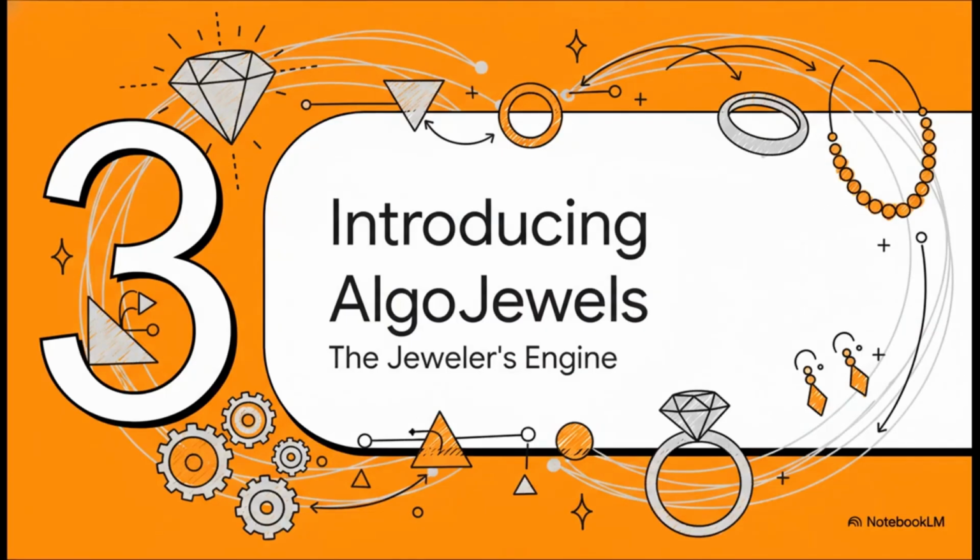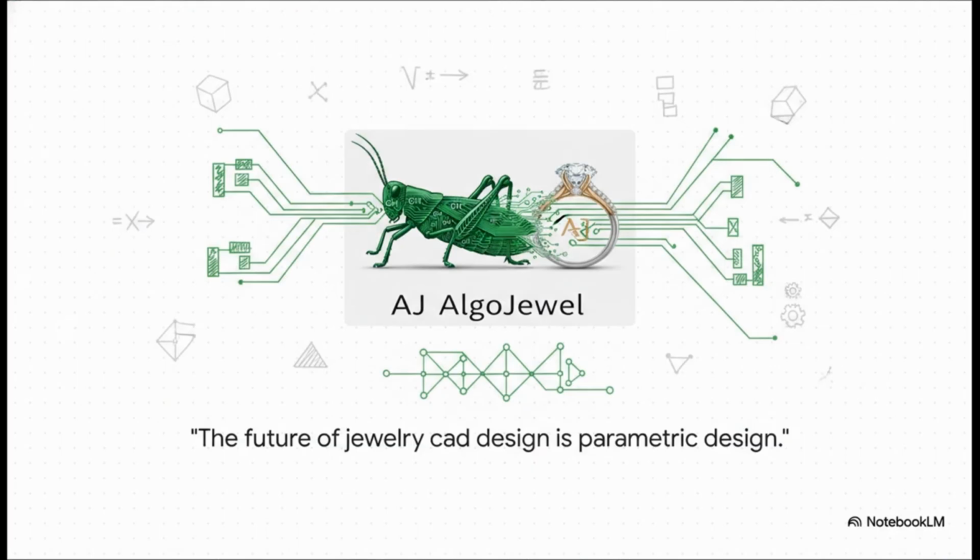And that brings us to the tool that actually makes this all possible for jewelers. So let's meet the star of the show, AlgoJewels. The branding here really tells the story, doesn't it? You've got this green grasshopper, which is a cool little nod to the Grasshopper software it's built on, and it's transforming into this perfectly crafted ring. It totally captures their mission statement. The future of jewelry CAD design is parametric design. This isn't just another program, it's a bold statement about where the entire industry is going.